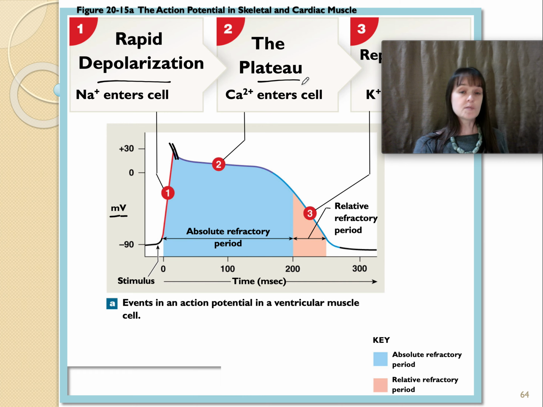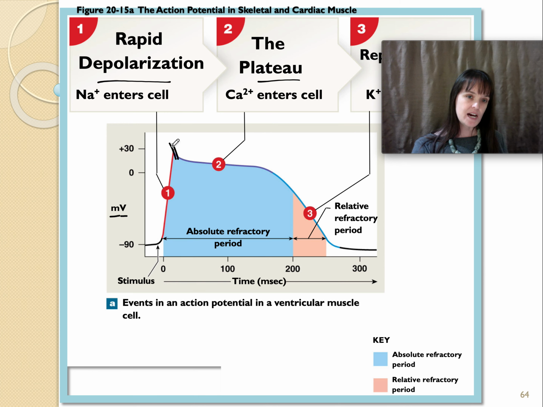Okay, so that was number 1. Number 2 is the plateau. And here is when you open voltage-gated calcium channels. So like neurons, these have voltage-gated calcium channels in the membranes. And they allow extracellular calcium to enter the cell.